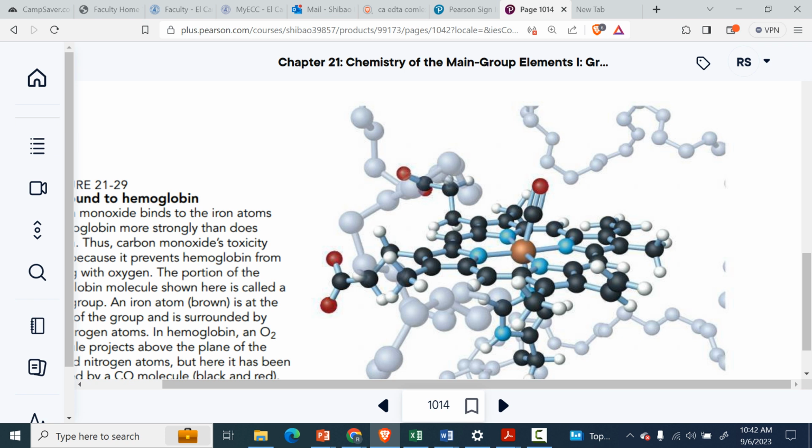Carbon monoxide. Carbon monoxide is an excellent ligand. It's a great Lewis base. And it's a better ligand than oxygen. And what happens is oxygen likes to bind to it. It binds weakly. It doesn't form that strong of a coordinate covalent bond. It's what we call a labile ligand. Labile ligands are weakly bonded.